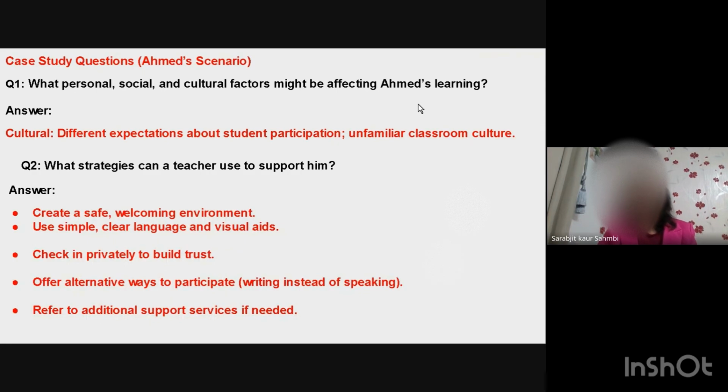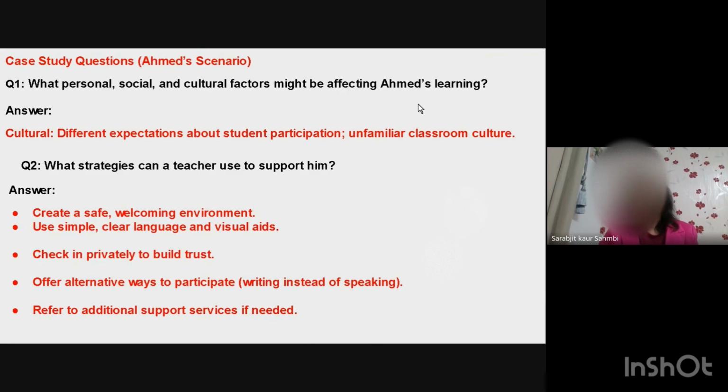So if you see your learner is from another country or has some disability or can't understand very clearly, you have to use very simple and clear language. And you can use visual aids for students like Ahmed. Check in privately to build trust. Now this is very important.